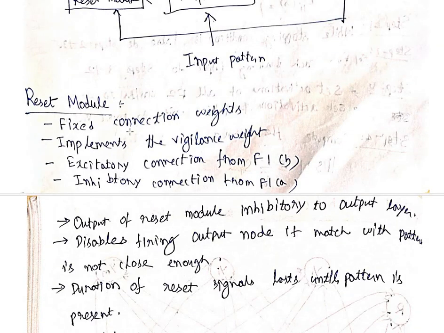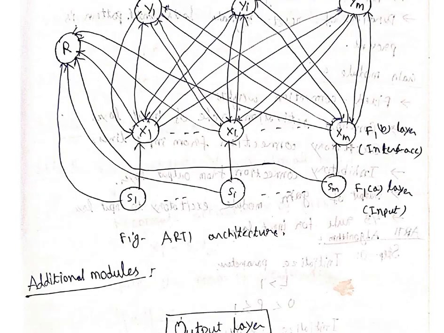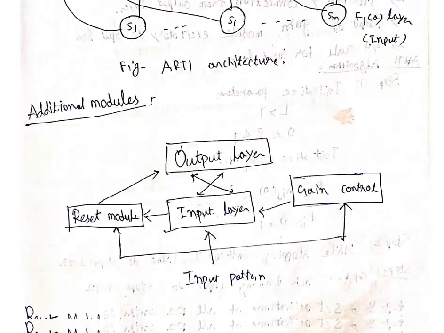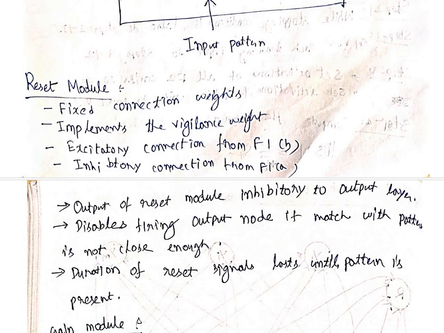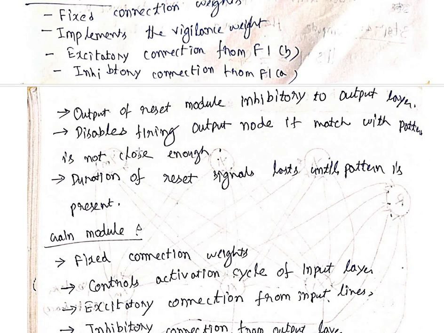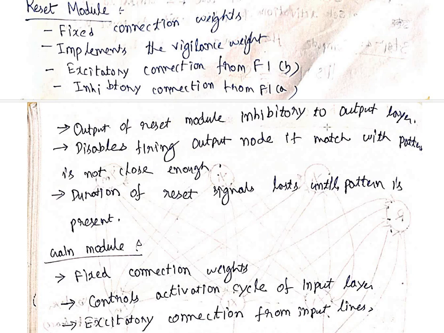The reset module has fixed connection weights. It implements the vigilance weight. It has an excitatory connection from F1B, so this one is F1B, and from there it has an excitatory connection, and an inhibitory connection from F1A. This excitatory and inhibitory are deciding whether the weights have to be increased or decreased, whether it's going to contribute more or less to the output. The output of the reset module is inhibitory to the output layer. It disables firing the output if the match with the pattern is not close enough.